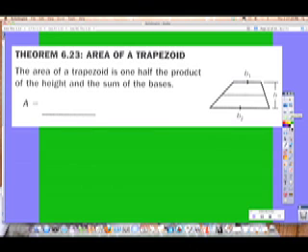Again, those B's just stand for bases. Now, check. Guys, do you think that it matters which one you use for B1 and B2? No. Absolutely not. Just make sure you're using the parallel sides and not the legs.